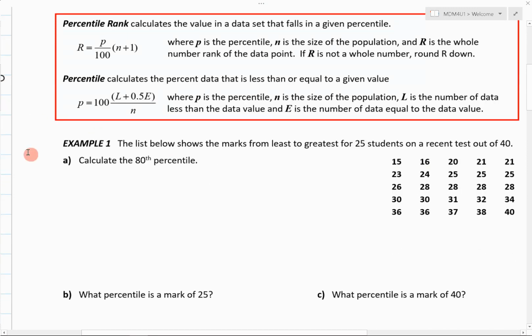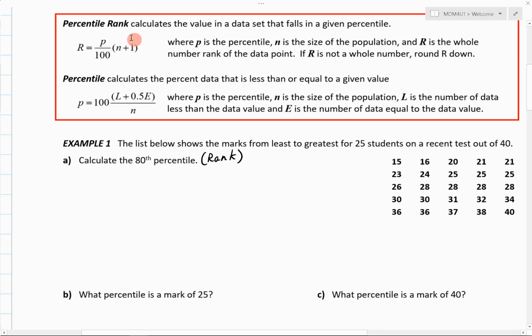So example number 1, the list below shows the rank marks from least to greatest for 25 students on a recent test out of 40. Calculate the 80th percentile. So here we're asked for a rank, okay, the 80th percentile. So right here I'm going to highlight this as the rank. Okay, so I'm looking for a rank. I'm going to use this formula here.